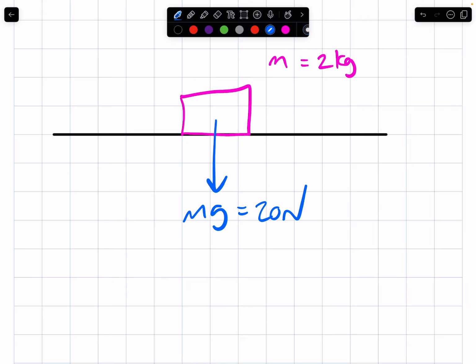Also, the table is pushing up on it. That's why it doesn't sink into the table. That's called a normal force. And in this case, because it's not accelerating up or down, that normal force has got to also be 20 newtons.